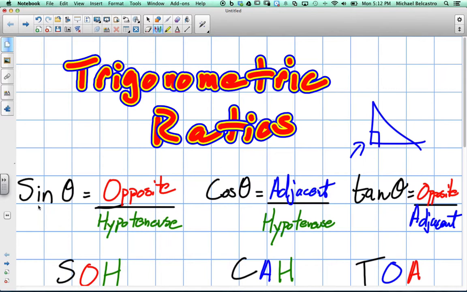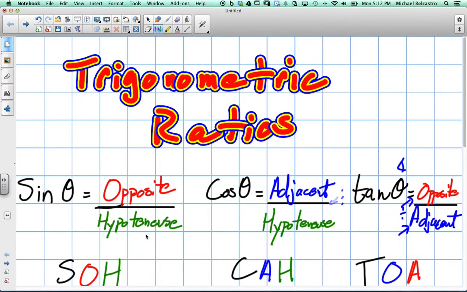And these are them. Sine theta, and this stands for the angle, the measure of that angle. Okay? So every time I say theta, you have to remember that this is some angle within the triangle. So sine theta is equal to the opposite side of the triangle divided by the hypotenuse. Cos theta, so cos of that angle, is equal to the adjacent side of the triangle divided by the hypotenuse. And tan theta is equal to the opposite side of that triangle divided by the adjacent.